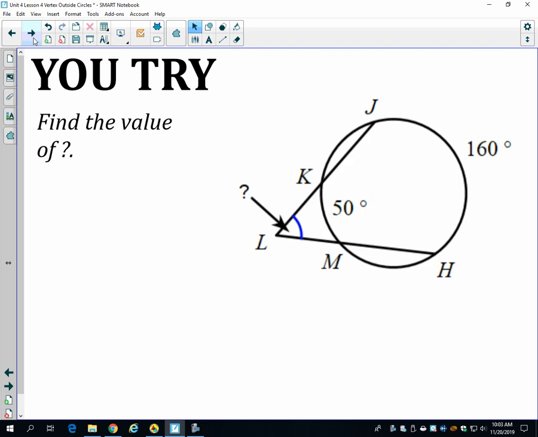So I have one for you to try here. I want you to find the value of question mark, type only the value.